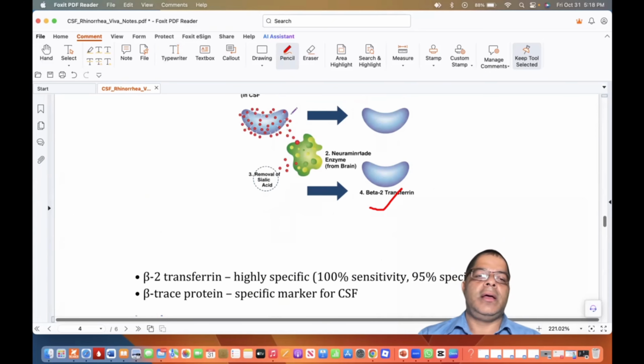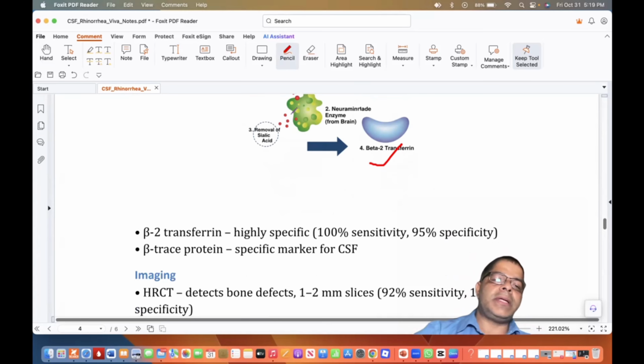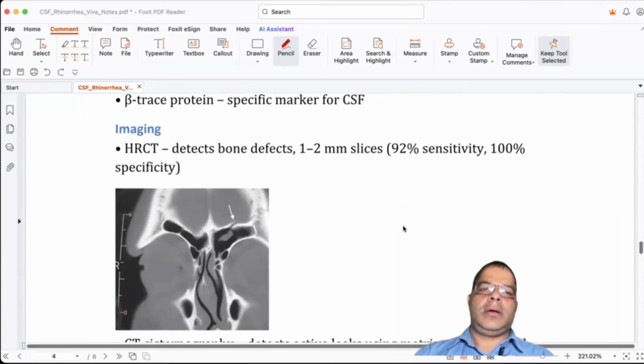If you see the lab test showing nasal secretion, beta 2 transferrin has high sensitivity and specificity, 100% and 95%, which is almost CSF. Beta trace protein is also a marker. You can come with the exam also, it can be checked. We are testing beta 2 transferrin in our patients in the ICU also, so that we confirm whether it is CSF secretion or nasal secretion.